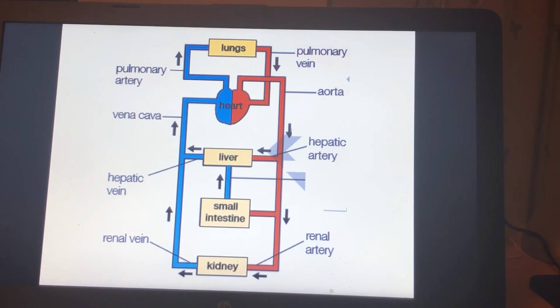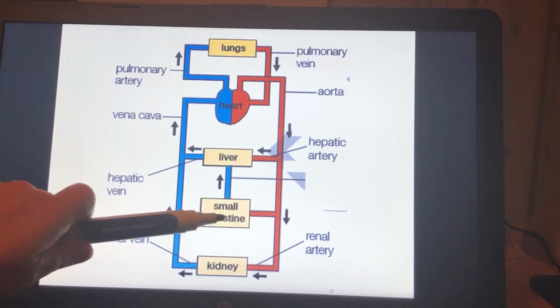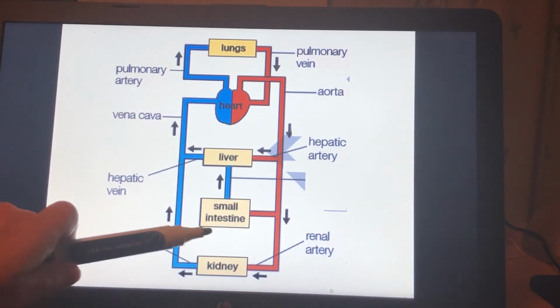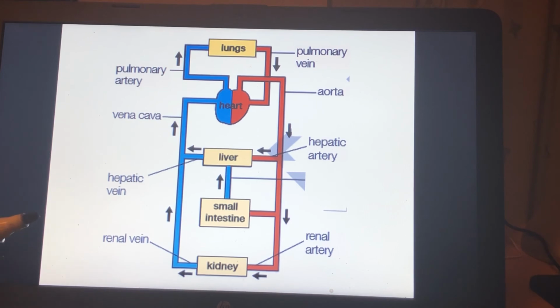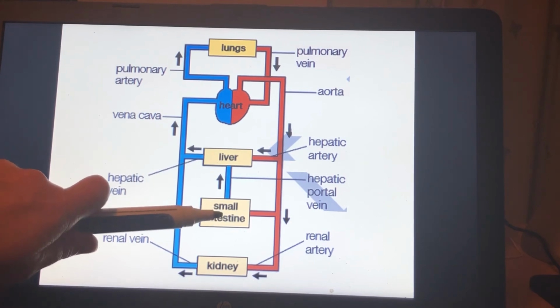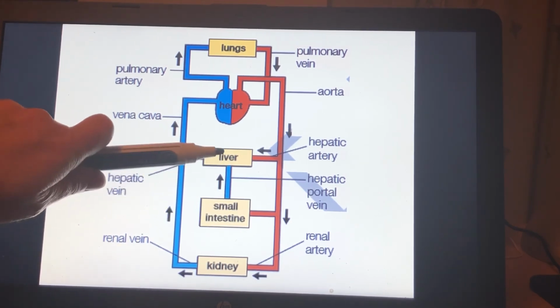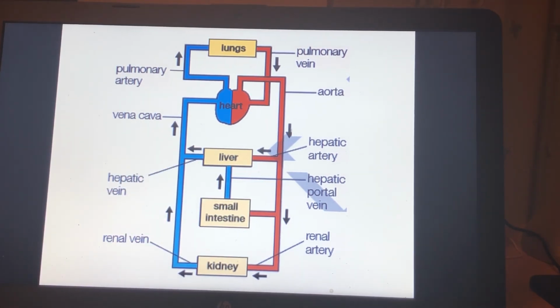Now, you might have noticed that there's one that we haven't labelled, and it's because it's quite unusual. It's not an artery because it's coming from the small intestine. It's not coming from the aorta, it's coming from the small intestine. And you might remember when we studied digestion that the blood flows from the villi in the ileum to the liver through a blood vessel called the hepatic portal vein. So that is the hepatic portal vein. It's a vein because it's coming away from the intestine, but it's taking blood to the liver. So hepatic portal vein.